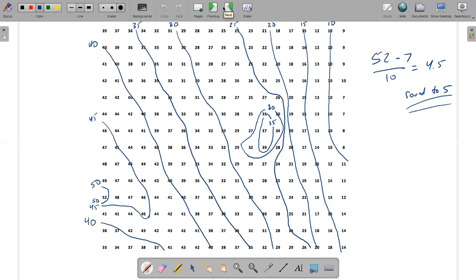What's that? Yeah, it's like that. Yep, so it's a seamount. Yep.